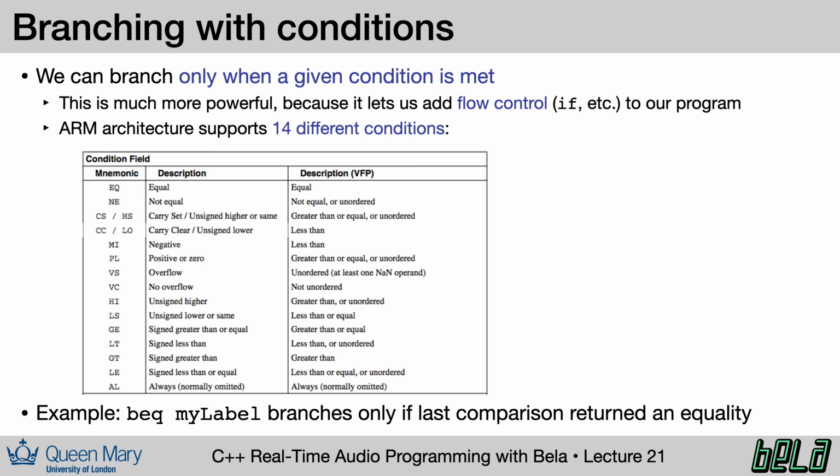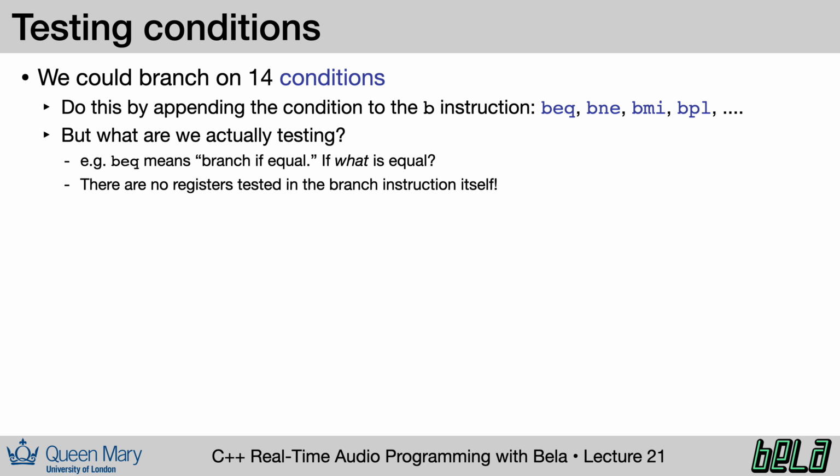The mnemonic indicates the suffix that we add to the B instruction to tell it what kind of condition to branch on. For example, in the first line, BEQ would mean branch if equal. So if our instruction was BEQ my label, what that means is that the CPU should next jump to the code indicated by my label if and only if the last comparison returned an equality. Now, as I said, there are 14 different versions of this branch instruction. We could branch on equality, non-equality, minus, plus, greater than, less than, etc.